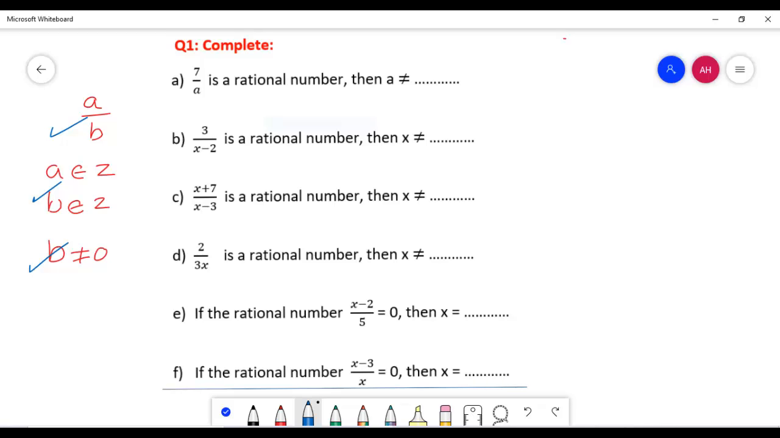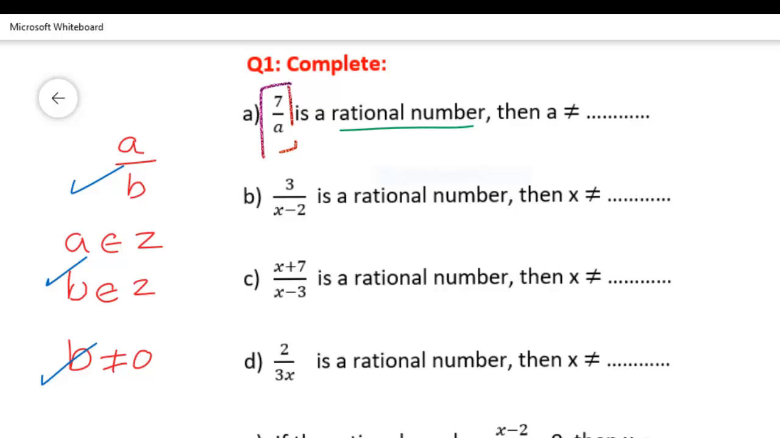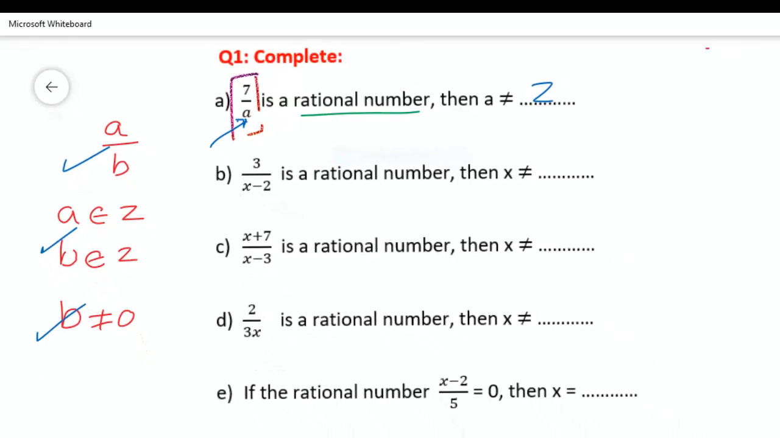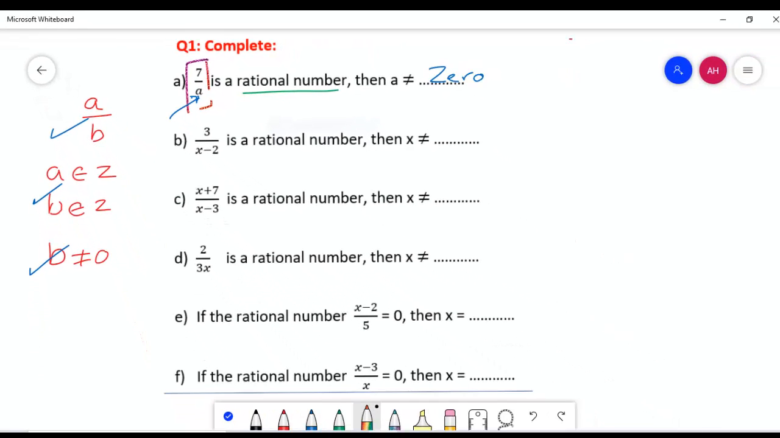So let's begin now with number a. 7 over a is a rational number. Then a is not equal to. In this question, he already gave me the number in the form of a over b. And he told me that it's a rational number. In order to have a fraction, a rational number, the most important condition is that my denominator, which here is a, should not be equal to 0. So a should not be equal to 0. Let's go for number b.